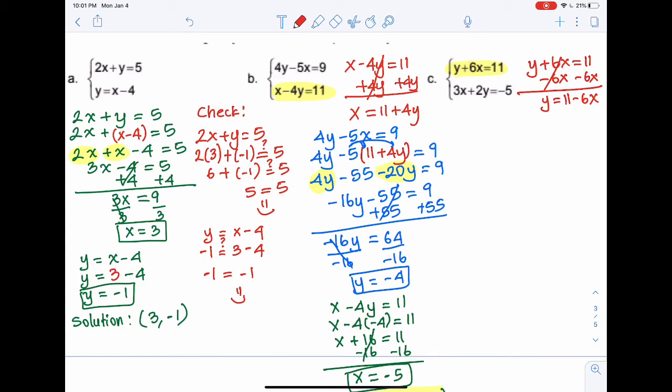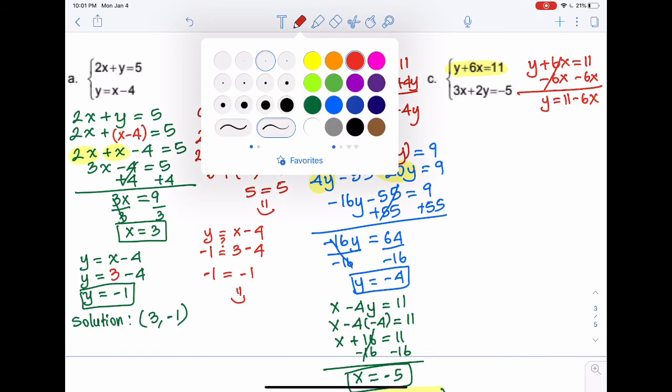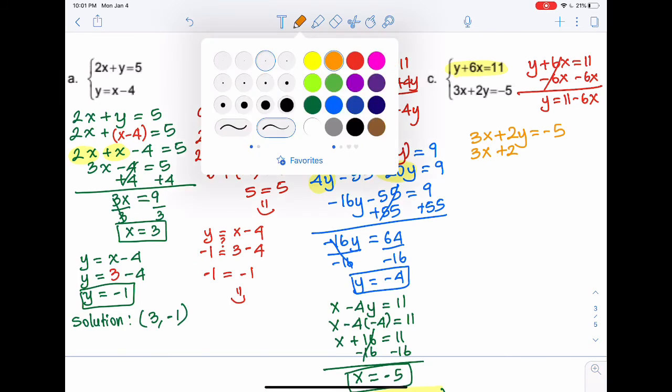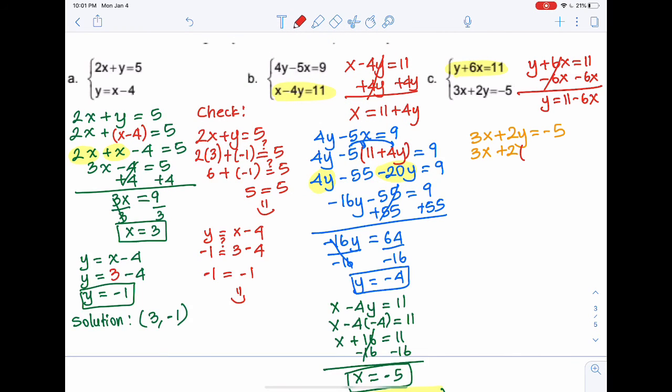So we're done. Now let's move on to the second step. We are going to take the second equation and we are going to substitute y in the second equation as 11 minus 6x. So 3x plus 2y is equal to negative 5. We're going to keep 3x as it is, plus 2. So instead of writing y, we are going to write 11 minus 6x. And we will keep the rest as it is.